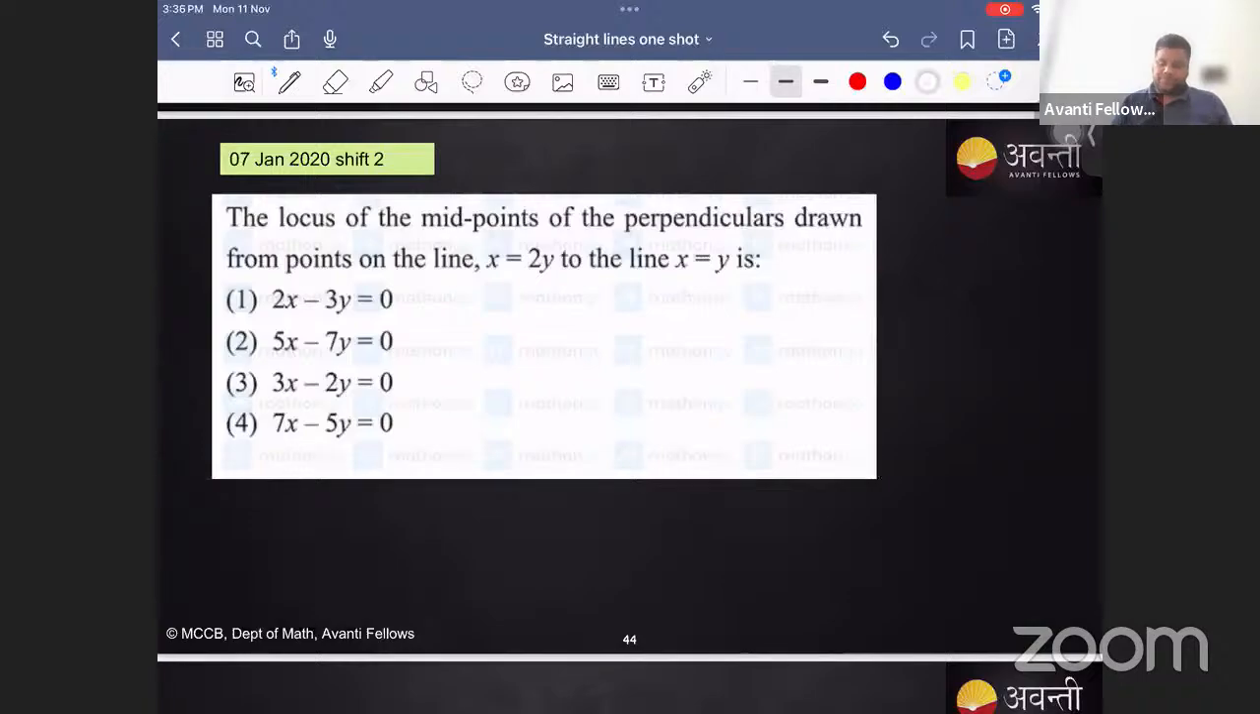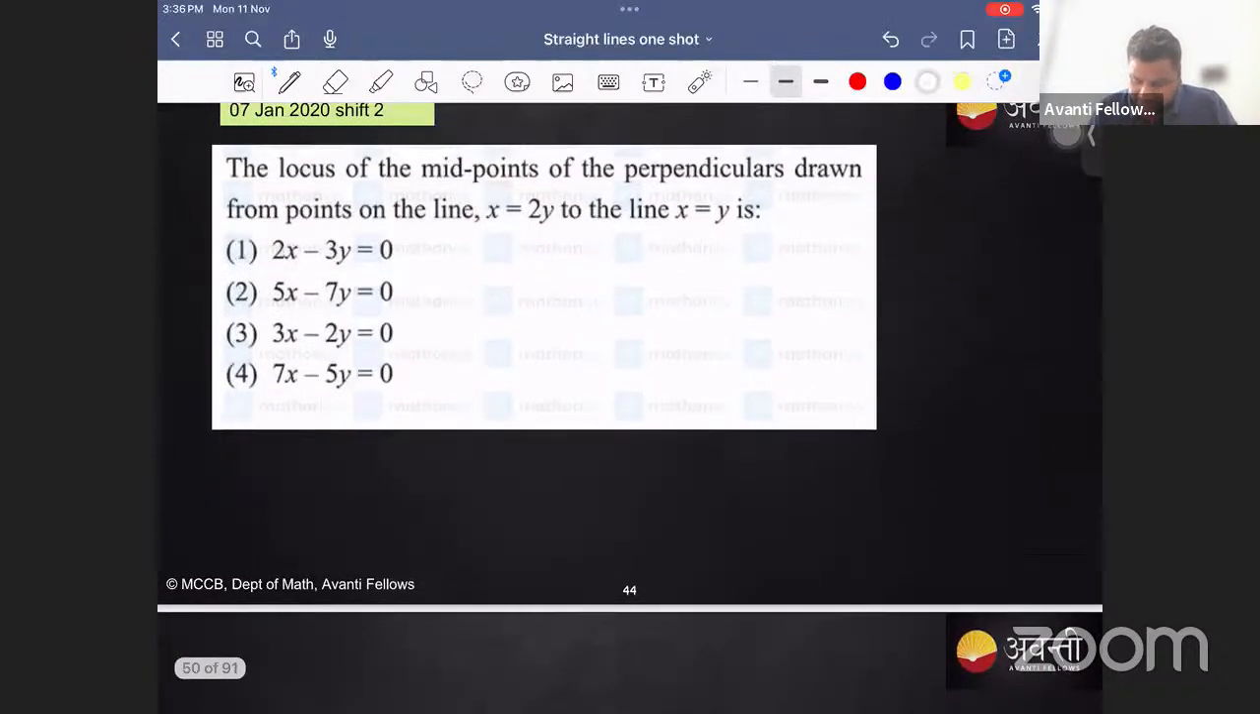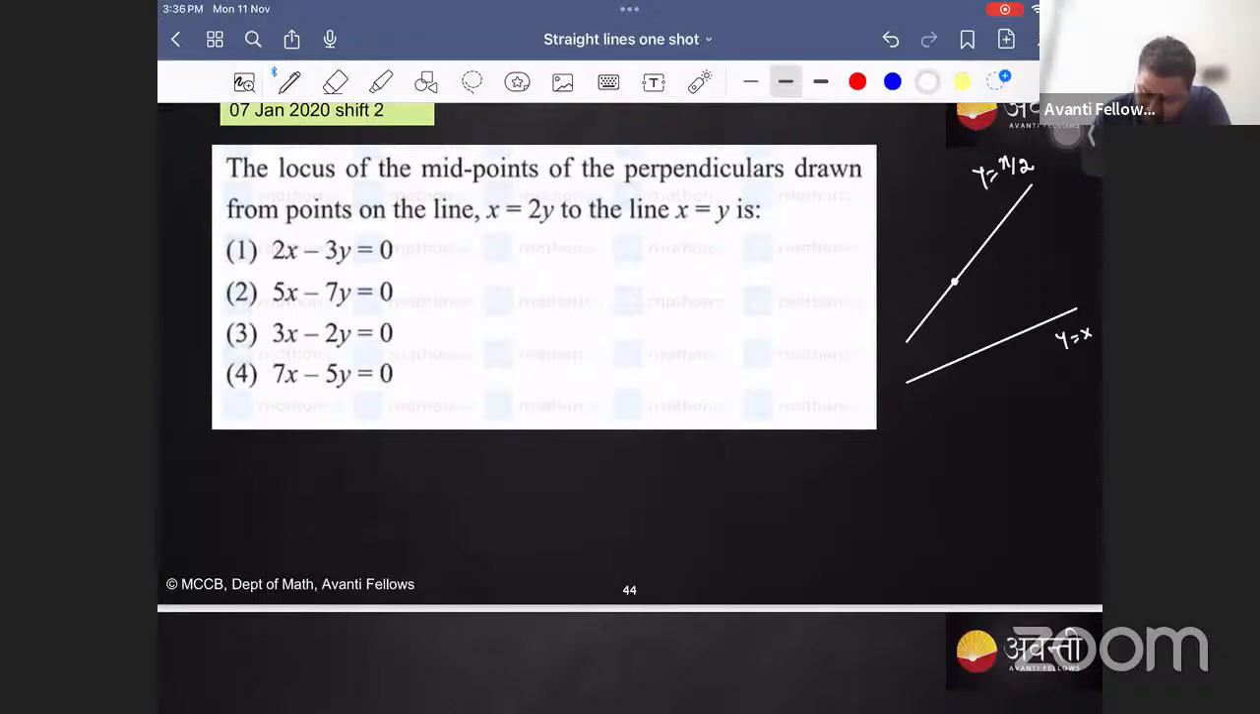See, the question is like there is a line y equal to x, then there is a line y equals x by 2. Now points are taken on this line and perpendiculars are dropped to this line. They are asking you to find the locus of this midpoint (h, k). Am I clear?